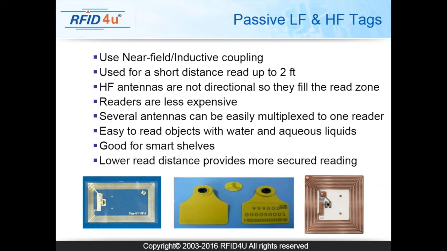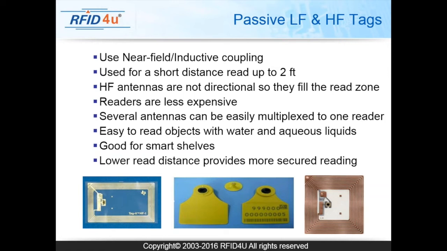The HF antennas are not directional. What this means is that with LF and HF, we're actually creating a magnetic field. And a magnetic field is circular, so it fills an area. It's not directional. When we talk about UHF, we're going to talk about sending out an actual radio wave that can be pointed in a given direction. But for LF and HF, we're creating a magnetic field. So any tag that goes into that magnetic field, which is roughly spherical, can then be read. The readers are generally less expensive.